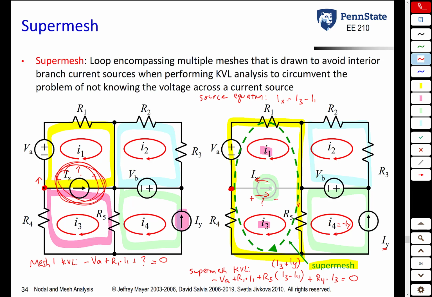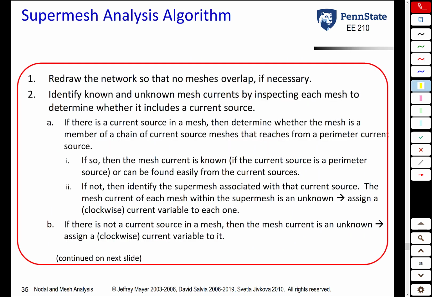So when you do super meshes, you not only have a supermesh KVL equation, but you will also have a source equation associated with every interior branch current source. Let's look at the algorithm. So the supermesh analysis algorithm is for type 2 circuits. Type 2 circuits are those with interior branch current sources. We're going to see that most of the steps are identical to what we had for type 1 circuits, but there are a couple changes and I'll highlight those.